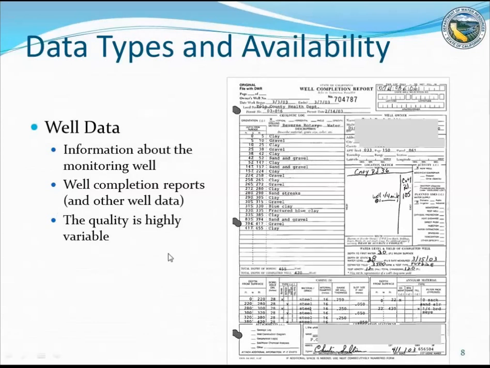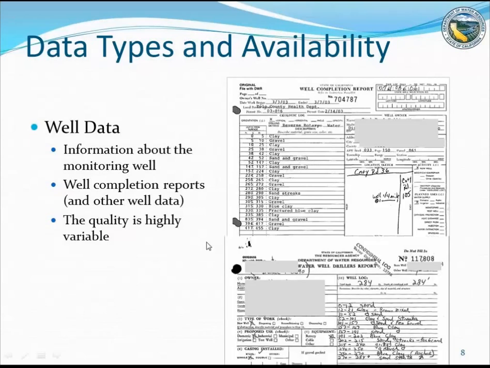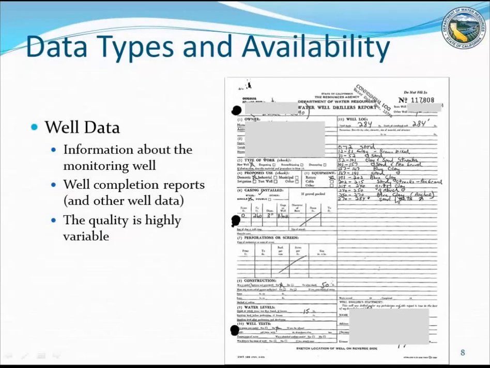The well completion report contains information about the well location, about the well construction, and in some cases about the materials that were encountered during the drilling of the well. Because these are submitted by individual well drillers, the quality is really variable. So here's a comparison of two different well completion reports. First of all, you can see that the forms are different. They've changed throughout the years. And then the amount of information related to where the well is located and its construction is highly variable.